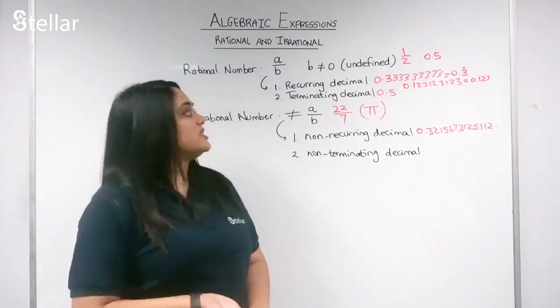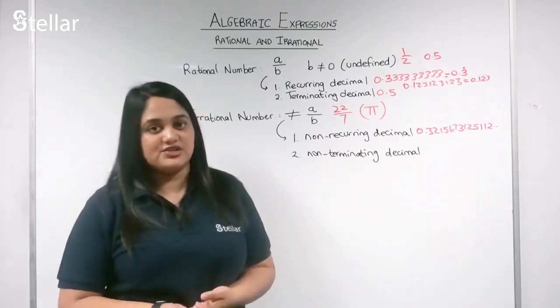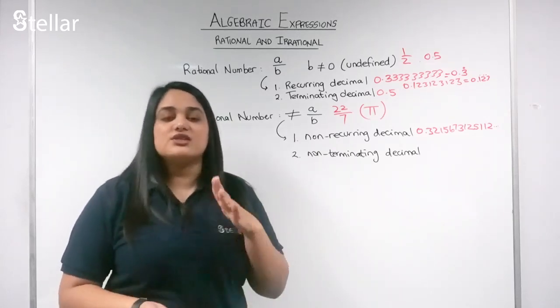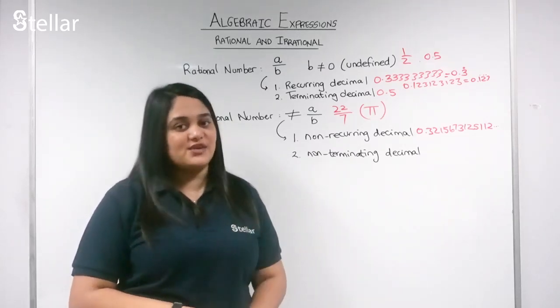So that is basically irrational and rational numbers. You have a book on identifying what those are. So go ahead and take out your book, and I will see you in the next lesson.